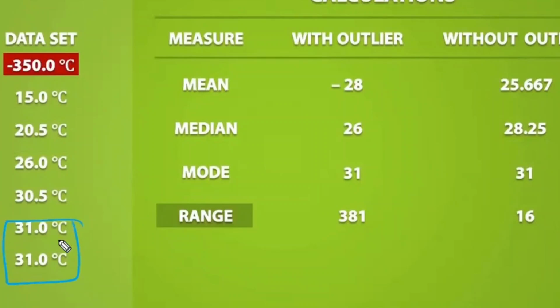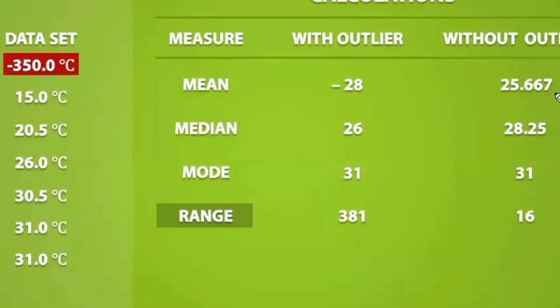Now, including the outlier, what is the mode? The most repeated value, which is 31. If you remove the outlier also, the most repeated value is 31. Whereas for the range, the maximum value is 31 and the minimum value is minus 350. Maximum minus minimum is 31 minus of minus 350, which is 381. If you remove the outlier, the maximum value is 31 and the minimum value is 15, so the range is only 16.